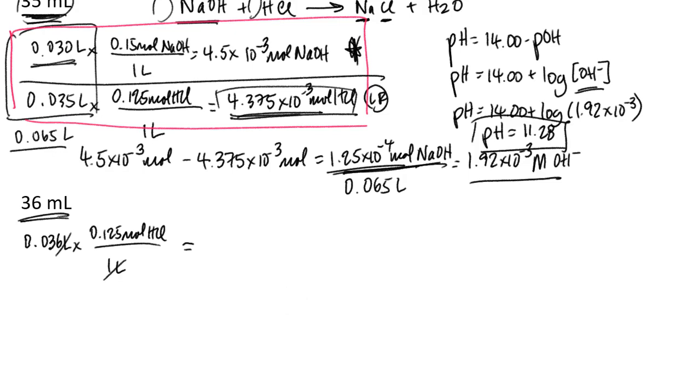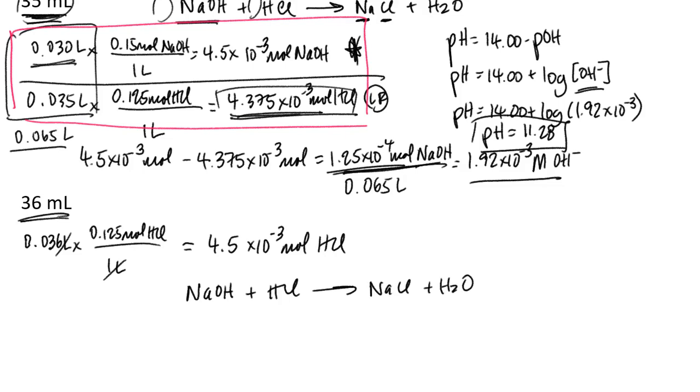So I'm going to calculate this out, and when I do, it comes out that after adding 36 milliliters of 0.125 molar hydrochloric acid, I would have added 4.5 times 10 to the negative third moles of hydrochloric acid. If we delve into the stoichiometry of what that means, I would have completely exhausted both of my reactants. So by the end of this point of the titration, I would have no sodium hydroxide and no hydrochloric acid. And so I would have 4.5 times 10 to the negative third moles of sodium chloride, and also 4.5 times 10 to the negative third moles of water.